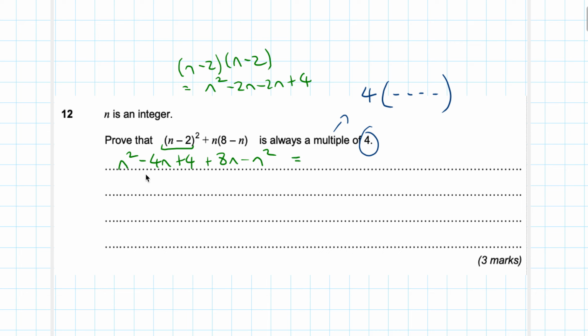From here, we collect like terms. So it's n squared minus n squared, minus 4n plus 8n, plus 4. n squared minus n squared is 0, and minus 4n plus 8n is 4n, plus 4. From here, we can see that we can take out a factor of 4 from both terms, so it's 4(n plus 1). From there, you've proven that (n minus 2) squared plus n(8 minus n) is always a multiple of 4, because we factored out a 4 after simplifying. So that is the answer for question 12.